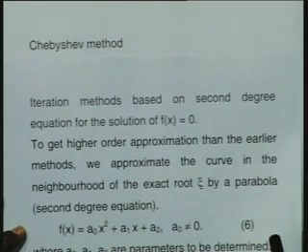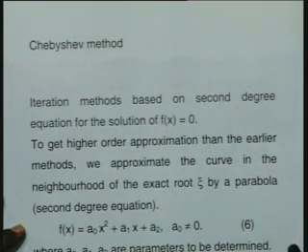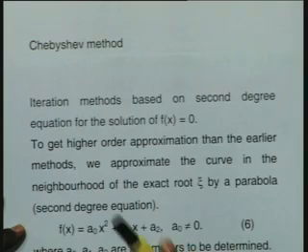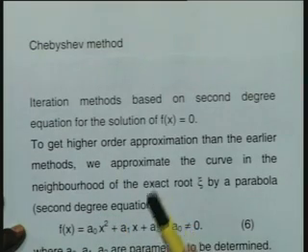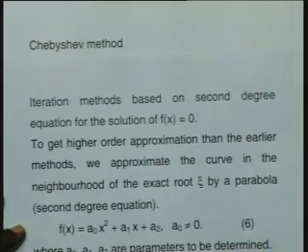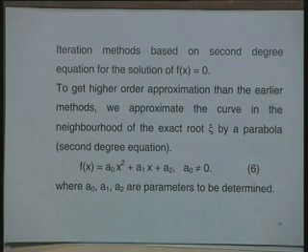Now in logic the Chebyshev method is simply this: in the alternative derivation of the Newton-Raphson method that we gave using the Taylor series, what the Chebyshev method says is, instead of neglecting order of h square, use order of h square terms also, but neglect order of h cube. Keeping the second order terms would imply that we are approximating the curve in the neighborhood of the root by a quadratic curve, that means a second order polynomial approximation.